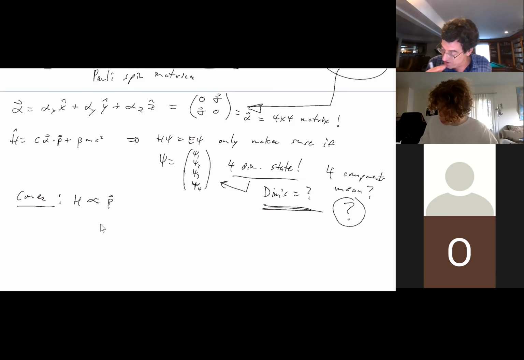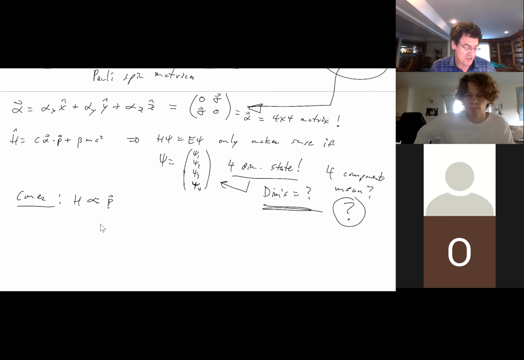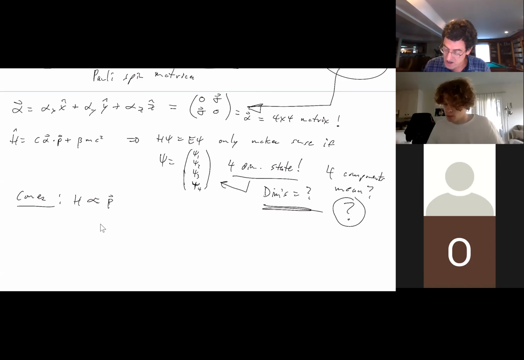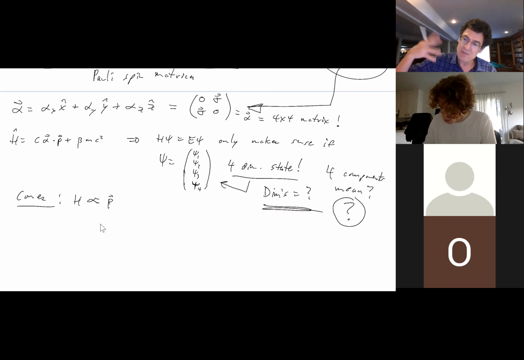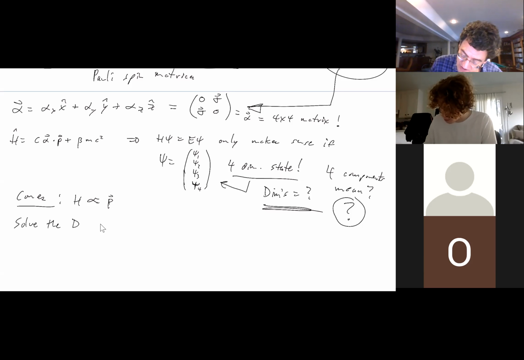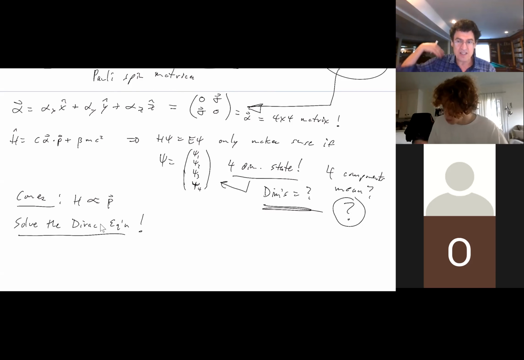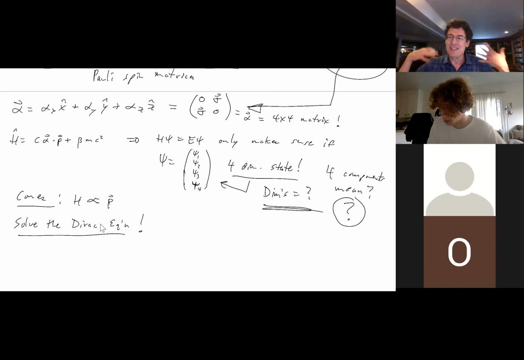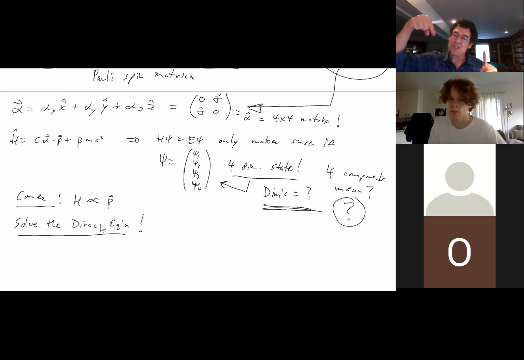And so to figure out what those 4 dimensions are, let's keep going. The simplest way to understand what those 4 dimensions are is to solve the Dirac equation. Let's do it, let's solve it. Solve the Dirac equation, and then that gives you insight into what those 4 dimensions actually mean. Of course, I already mentioned last time what they mean. It's going to be positive and negative energy solutions of spin up and spin down. That's what those 4 dimensions are going to give us. But let's derive it. Let's actually figure that out.